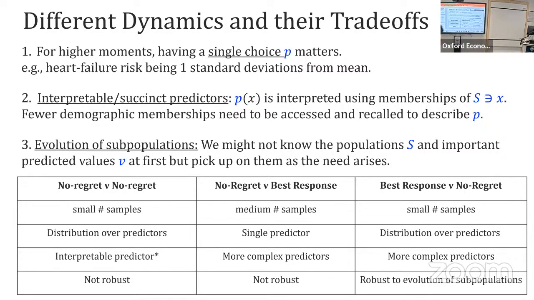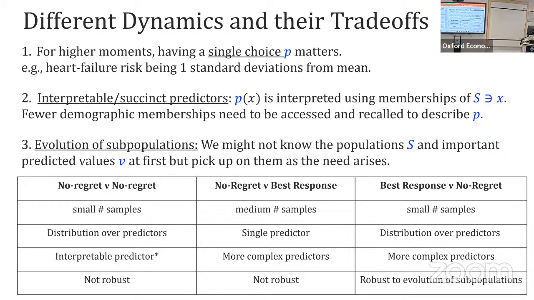But I think this is something that is easy to decide. Do you have enough samples? Do you have enough resources or not? And then that can tell you why. The reason this dynamic is faster is because no regret versus no regret converges faster. But the three other considerations are a little bit more subtle.